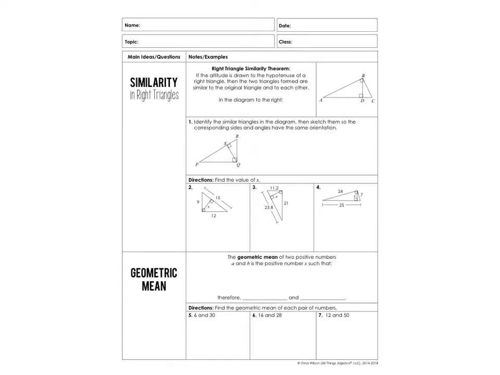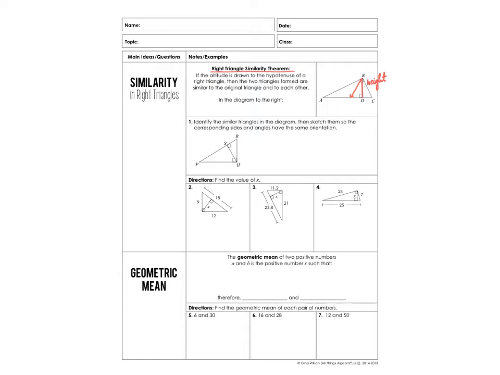Alright, so the right triangle similarity theorem states that if the altitude, this line, the height, is drawn to the hypotenuse of a right triangle, and remember, hypotenuse is the side length opposite the right angle, then the two triangles formed are similar to the original triangle and to each other.